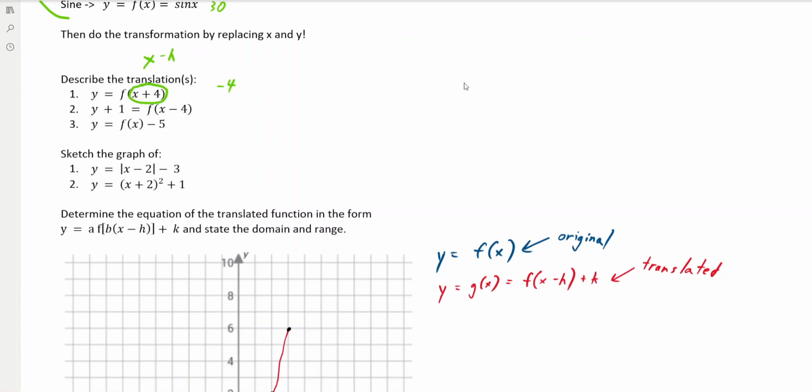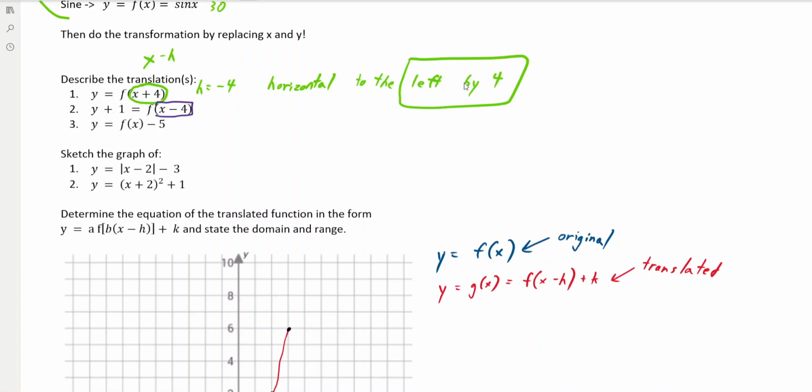So h equals minus 4, or we could say that there is a horizontal translation to the left by 4. You could even probably just say left by 4. That's probably simple enough. Okay, now let's take a look at the next one here.